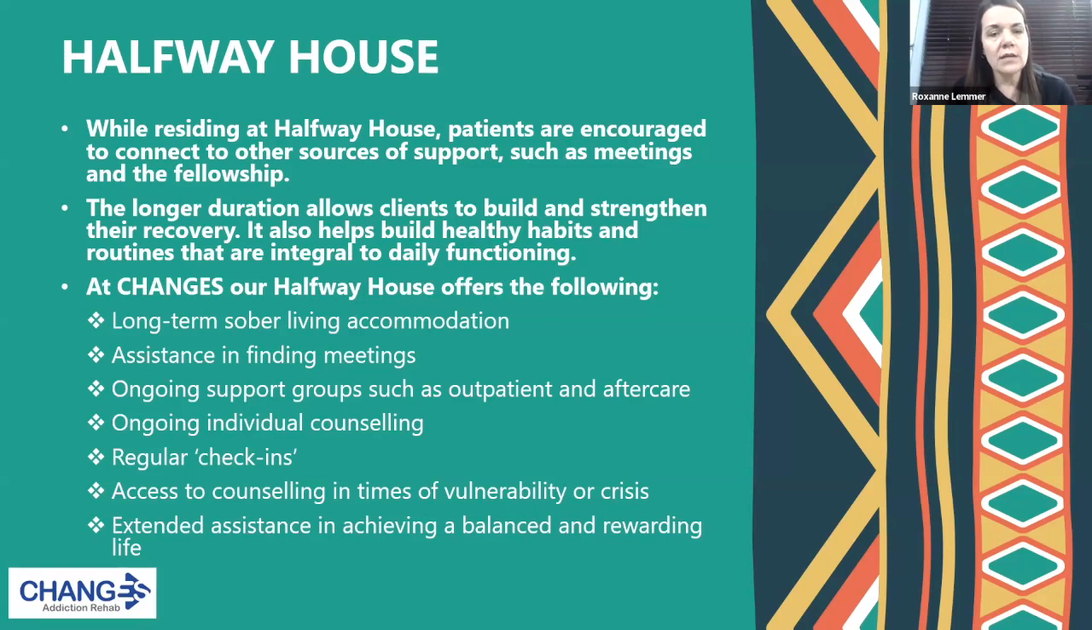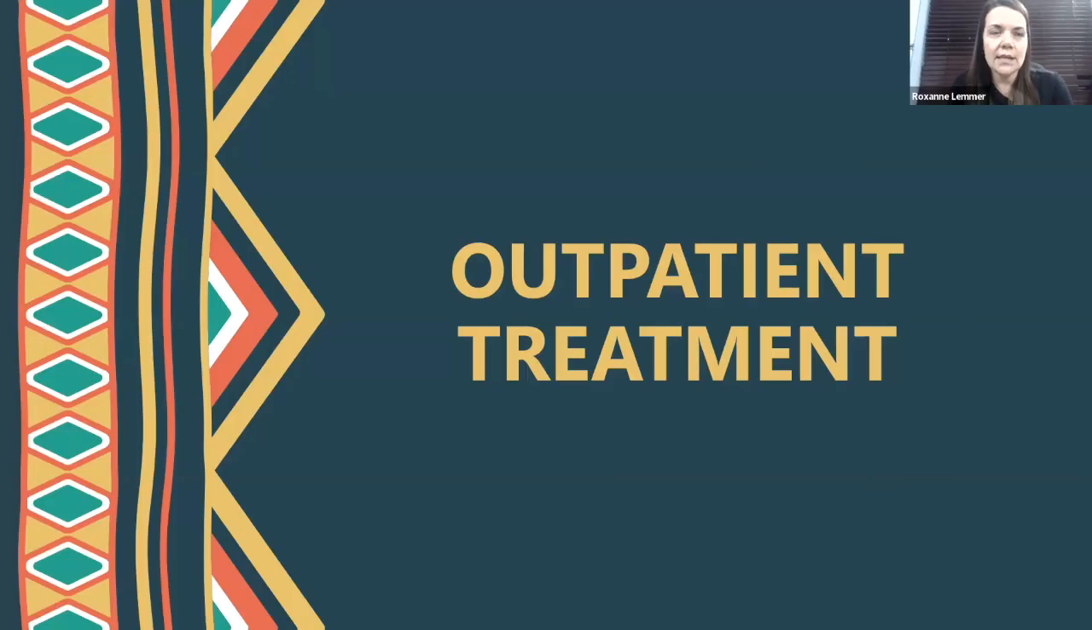So what our halfway house offers is long-term sober living accommodation, assistance in finding meetings, ongoing support groups such as outpatients and aftercare, which we'll touch on next, ongoing individual counseling, regular check-ins. So because of that safety net, we can check if everything's okay, access to counseling in times of vulnerability or crisis, extended assistance in achieving a balanced and rewarding life. So reintegrating in a safe environment, finding their feet, and still doing recovery.